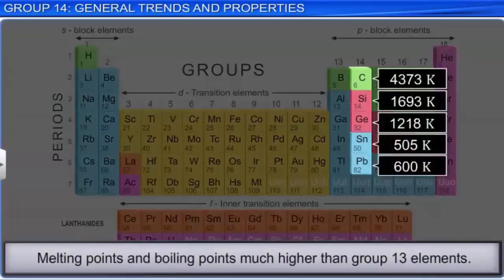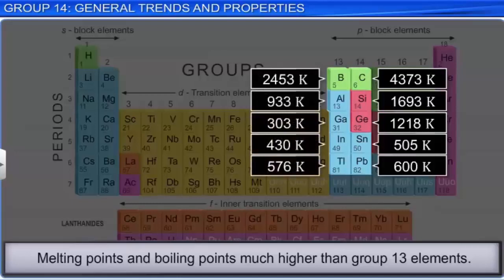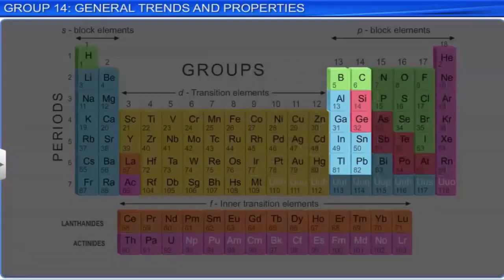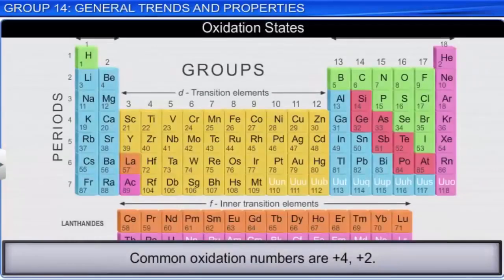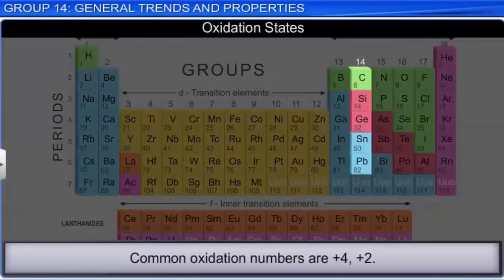The melting points and boiling points of the group 14 elements are much higher than the corresponding group 13 elements. For example, silicon has a melting point of 1693 Kelvin. But the melting point of aluminium in the same period is 933 Kelvin. With their 4 valence electrons, the group 14 elements typically achieve either a +4 or a +2 oxidation state.